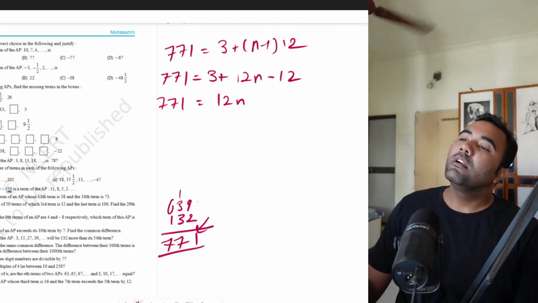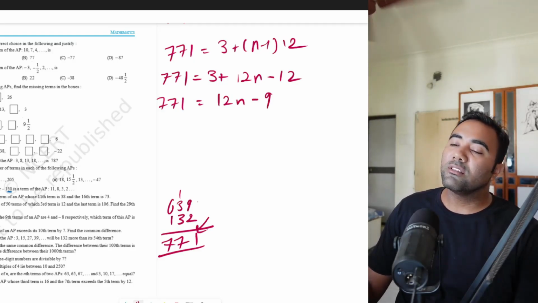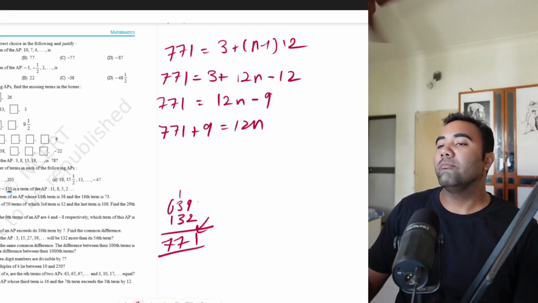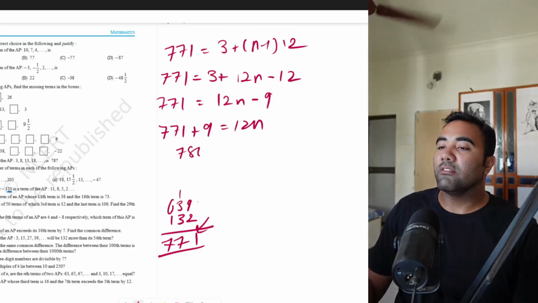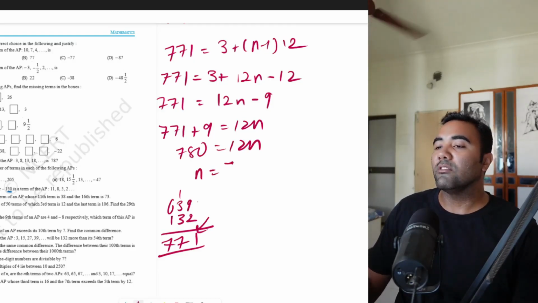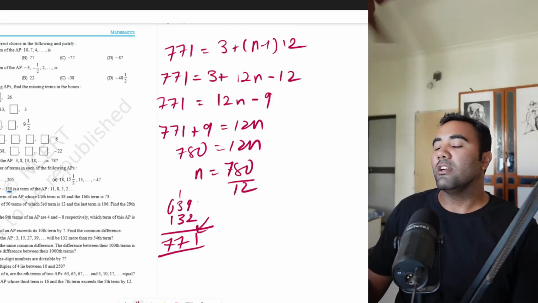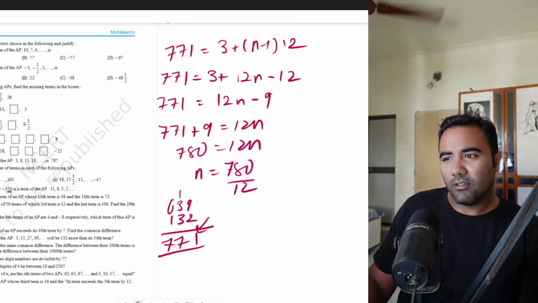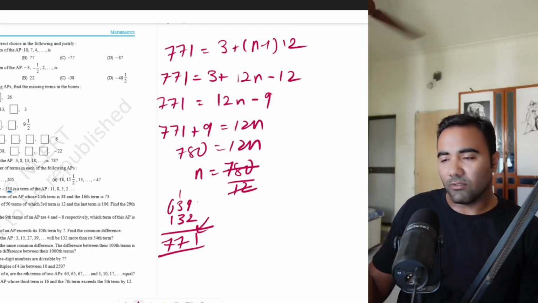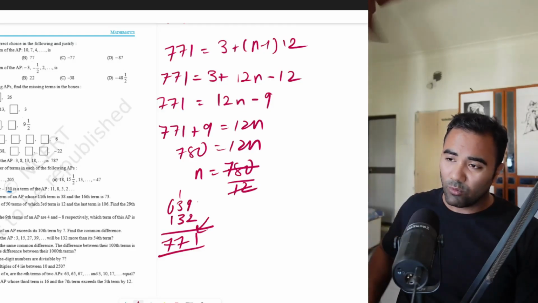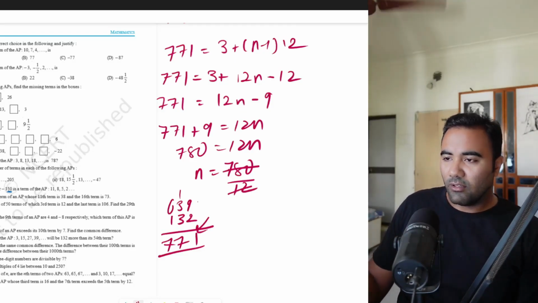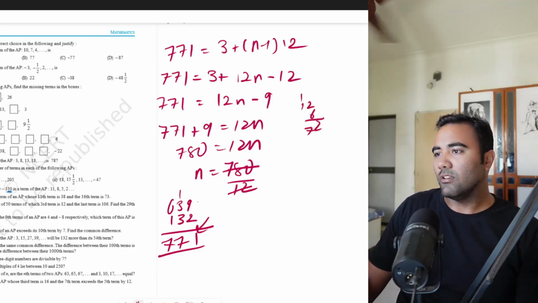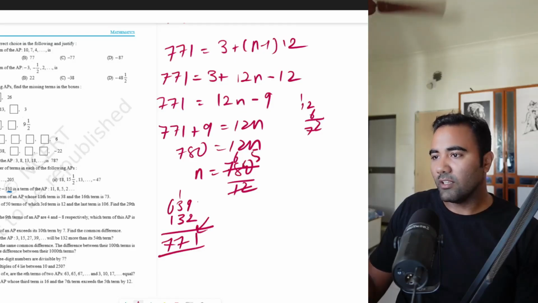12n minus 9. Minus 9 goes on this side, it becomes plus 9. So 771 plus 9 is equal to 12n. 771 plus 9 is 780, which is equal to 12n. So n is equal to 780 upon 12. I don't think this is divisible. 12 sixes are 72. Why am I getting confused? 12 sixes are 72, 12 fives are 60. Okay, 65th.